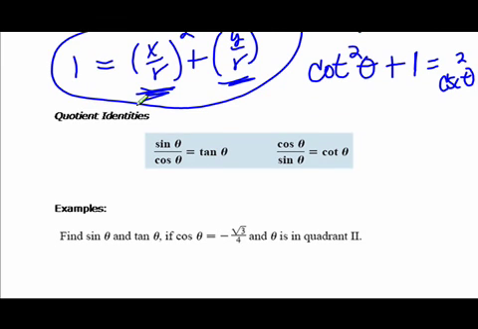Here are our two quotient identities that you and I have already discovered. We know that sine divided by cosine is tangent. And let's do the reciprocal of both sides now. Take the reciprocal of this side, we get cosine over sine, and the reciprocal of tangent is cotangent, so both of these hold true. Sine divided by cosine is tangent, and cosine divided by sine is cotangent.